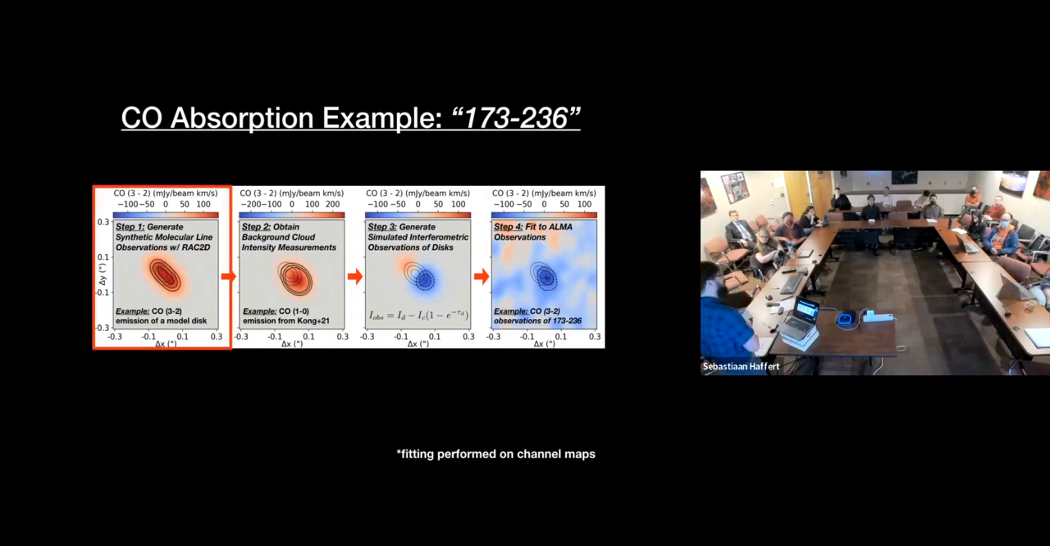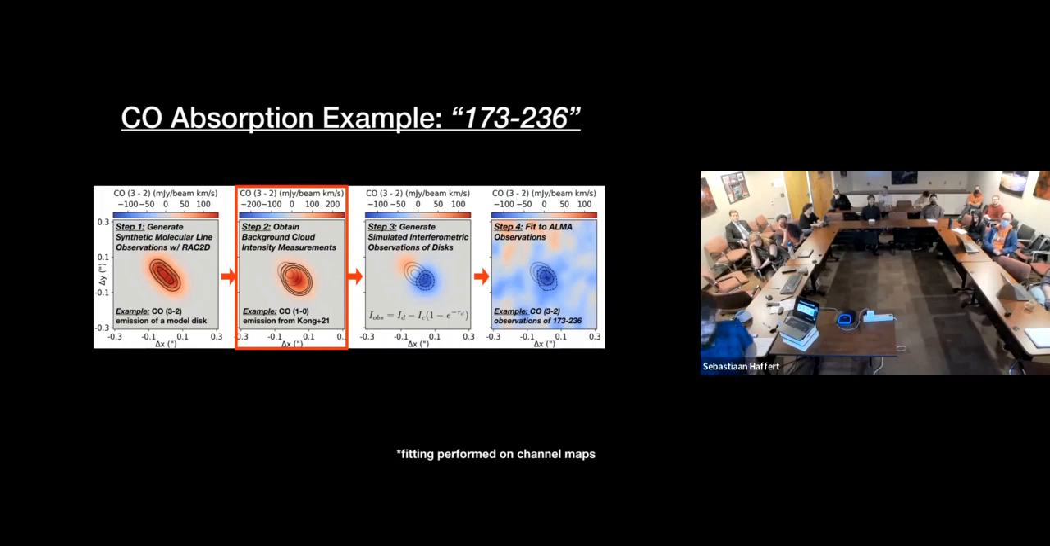So the first thing that we do is we use our chemical disk model to generate simulations of CO molecular line emission. I'm showing one example model in my grid here. It's the integrated intensity profile for that model disk. The second thing we do is we obtain direct measurements of the localized background cloud emission towards the positions of all these different absorption detections as a function of both position and velocity.